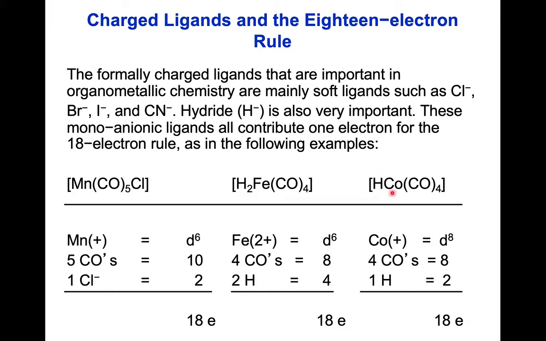And then finally, again, when it's attached to any of these transition metals, it's present as hydride, H minus. So we have H minus, which makes this cobalt +1. Cobalt +1 is d8, plus 4 COs to bring in 8 more electrons, plus the 1 H minus brings in 2 electrons. So 8 plus 8 plus 2 gives us 18 electrons.